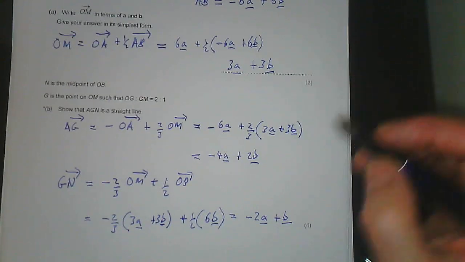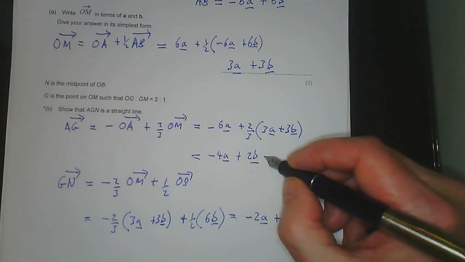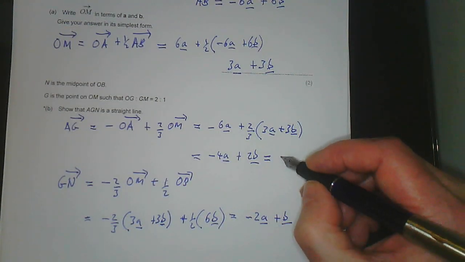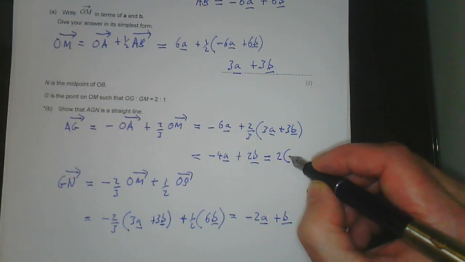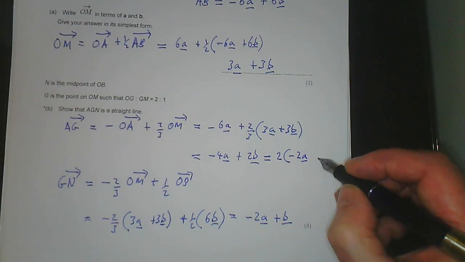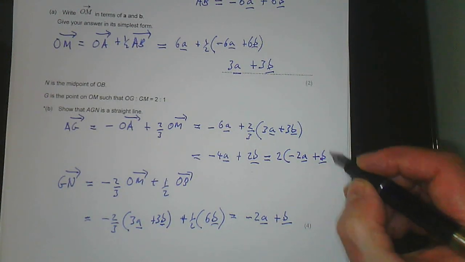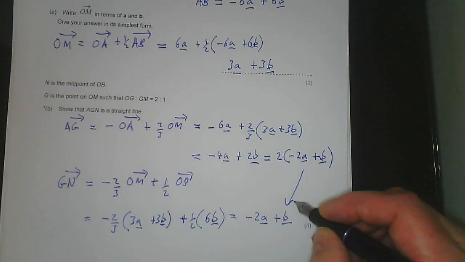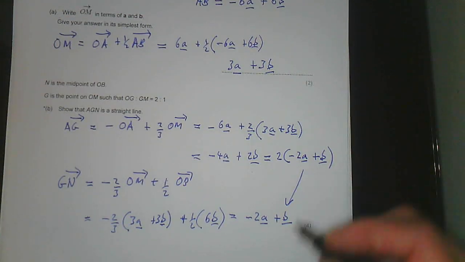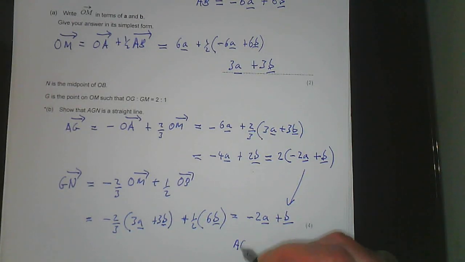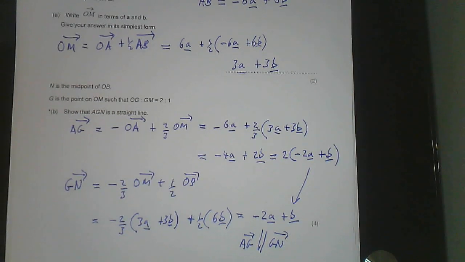And then if I write AG, the original AG, if I take a factor of 2 out, minus 2a plus b, you can see that one is a multiple of the other. One is a multiple of the other. Therefore, AG is parallel to GN. By these lines, I mean parallel. Therefore, AGN is a straight line. And we're done.